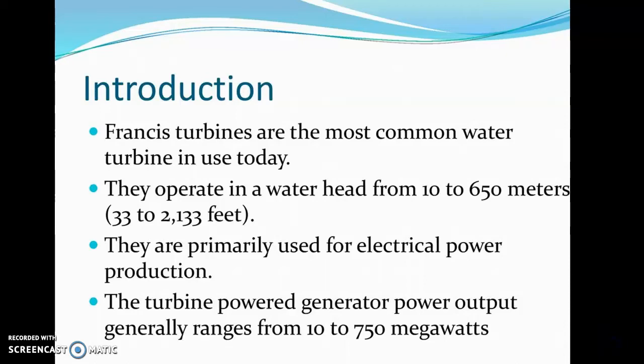Today we will be discussing the Francis turbine. The Francis turbine is one of the most common water turbines in use, and its operating head is from 10 to 650 meters. They are primarily used for electric power generation, and the power output generally ranges from 10 to 750 megawatts.